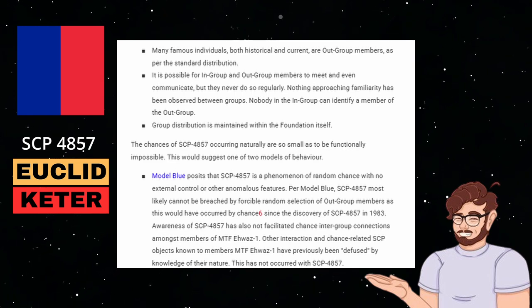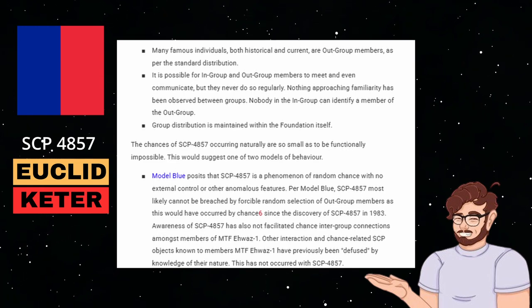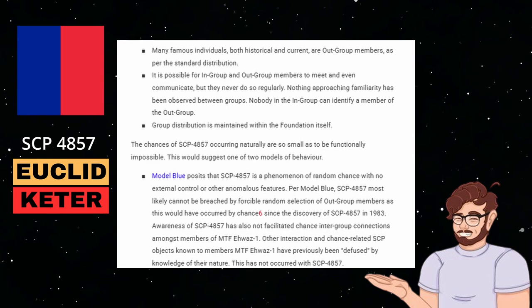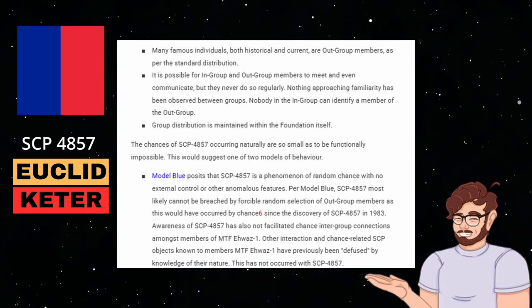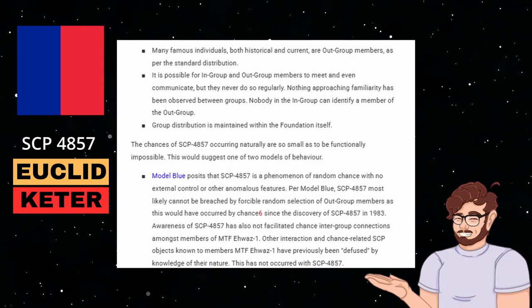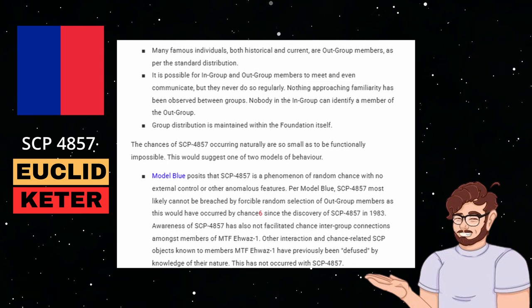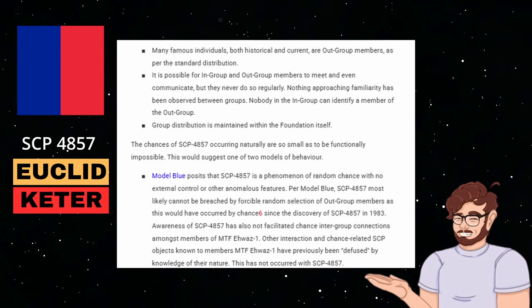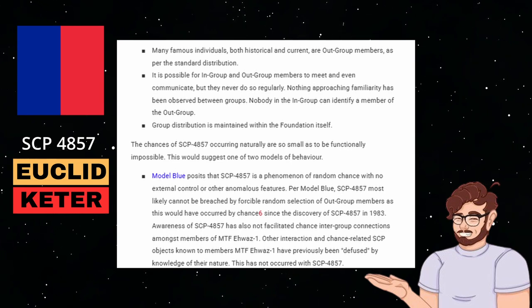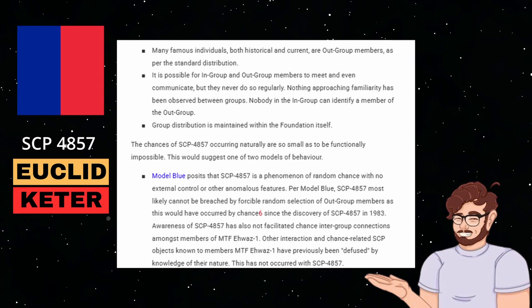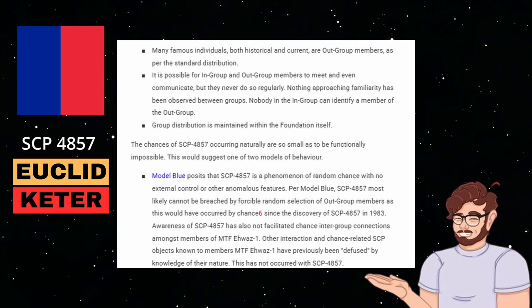It is possible for in-group and out-group members to meet and even communicate, but they never do so regularly. Nothing approaching familiarity has been observed between the groups. Nobody in the in-group can identify a member of the out-group. Group distribution is maintained within the Foundation itself. The chances of 4857 occurring naturally are so small as to be functionally impossible. This would suggest one of the two models of behavior.